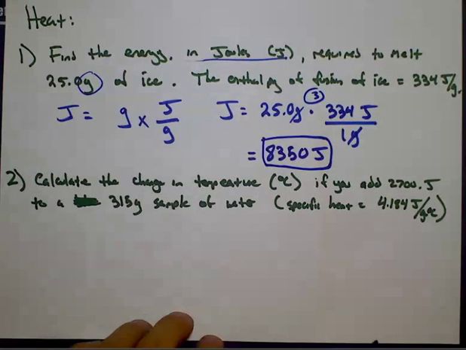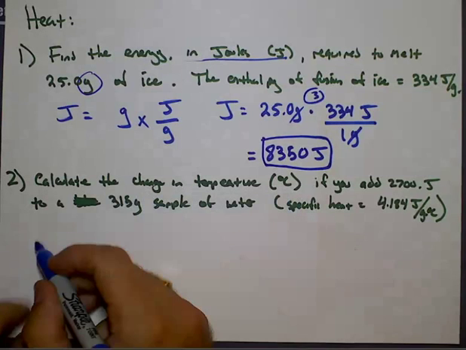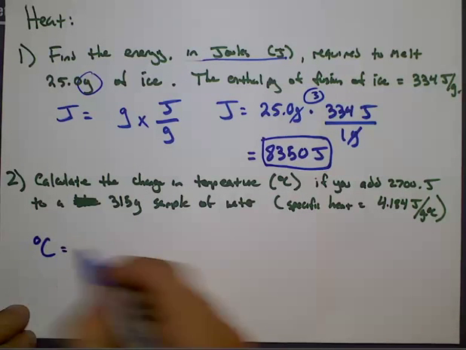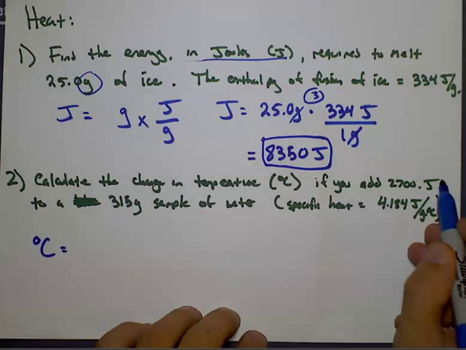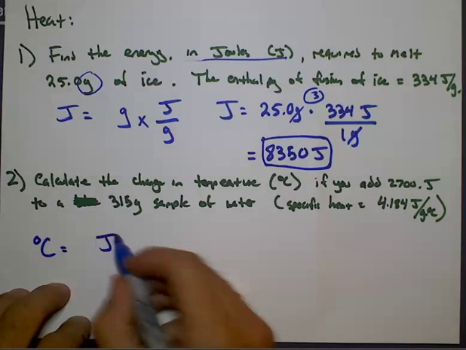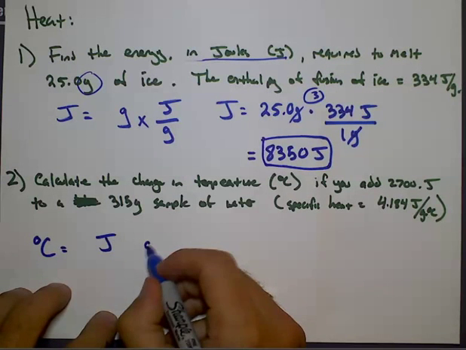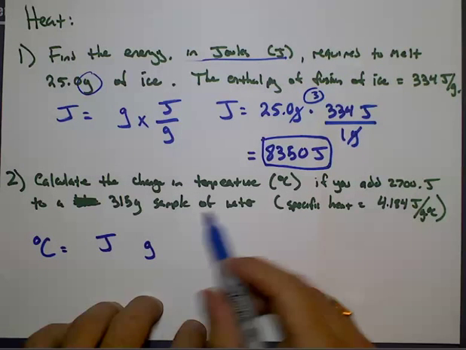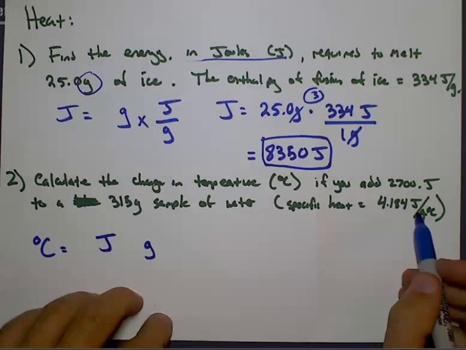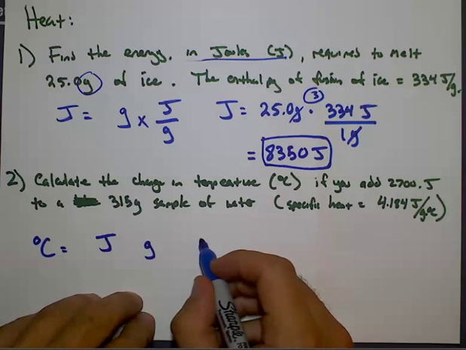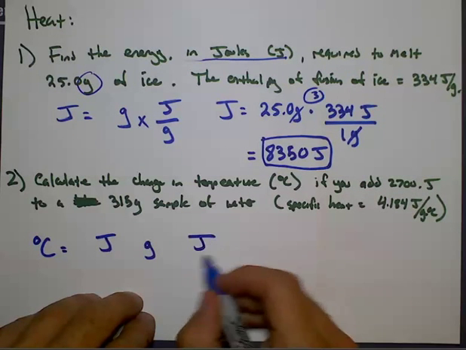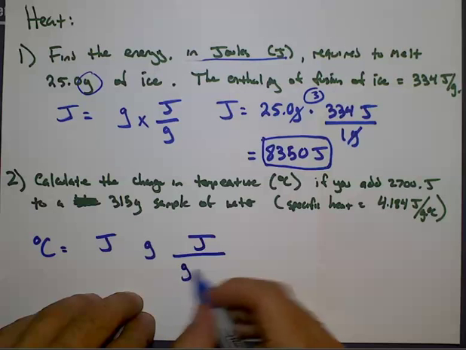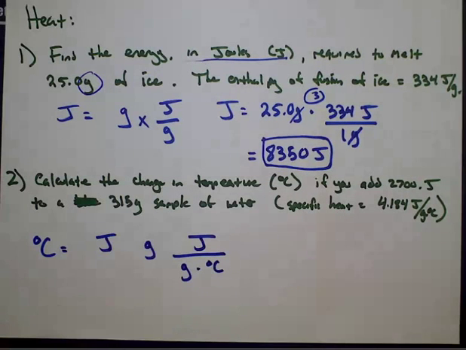Let's try another one. We're going to calculate the change in temperature in degrees Celsius if you add 2,700 joules to a 315 gram sample of water. And it says here the specific heat of water, whatever that is, is 4.184 joules per gram times degrees Celsius.